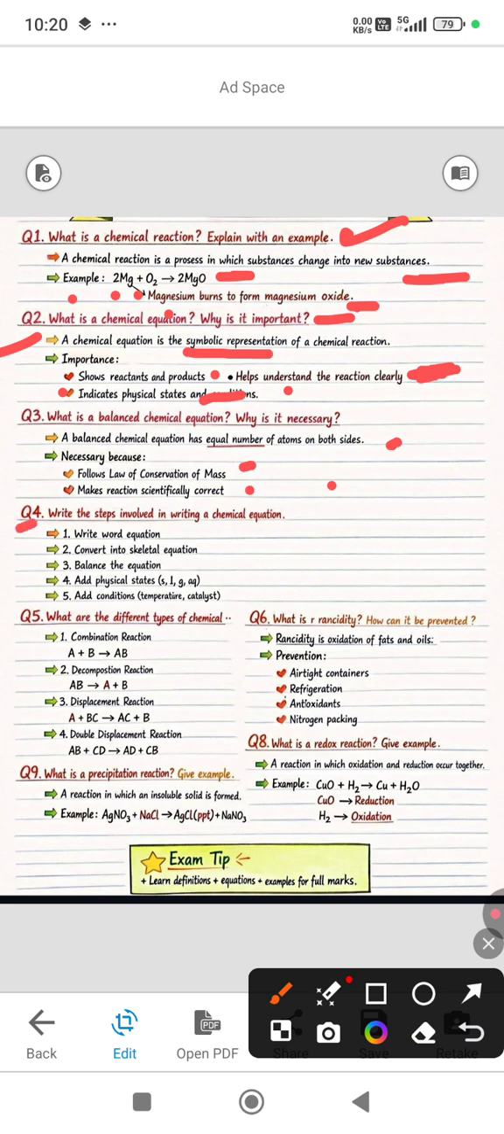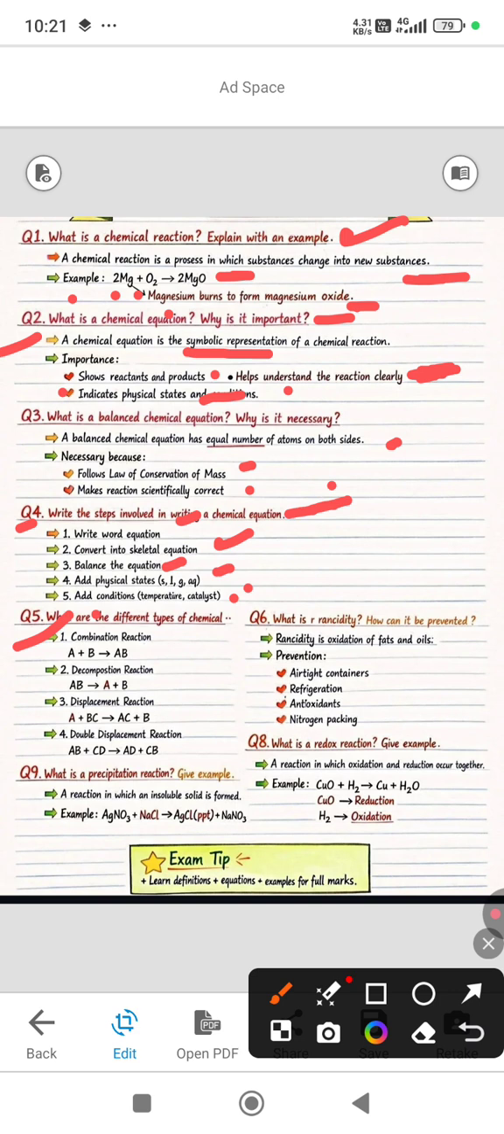Number 4, explain the steps involved in writing a chemical equation. Number 1, write word equation. Number 2, convert it into skeleton equation. Number 3, balance the equation. Number 4, add physical state like S, L, G or AQ. S means solid, L means liquid, G means gas and AQ means aqueous. Number 5, add condition like temperature or catalyst.